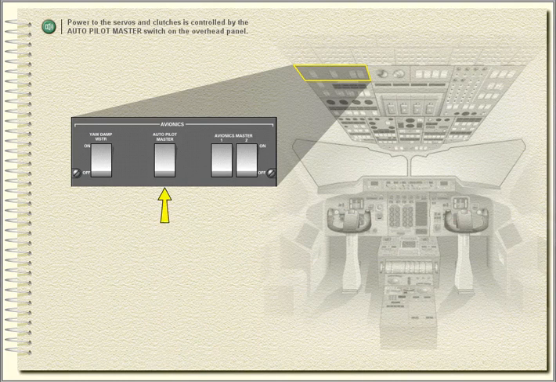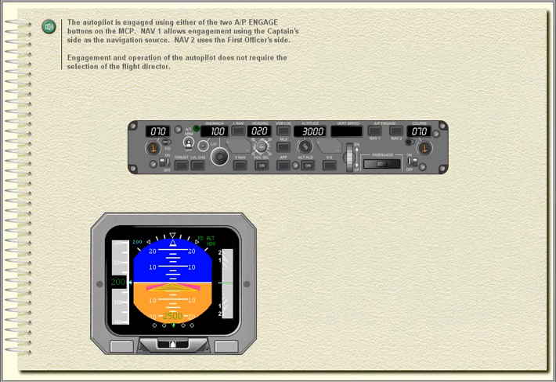Power to the servos and clutches is controlled by the autopilot master switch on the overhead panel. The autopilot is engaged using either of the two autopilot engage buttons on the MCP. NAV 1 allows engagement using the captain's side as the navigation source. NAV 2 uses the first officer's side. Engagement and operation of the autopilot does not require the selection of the flight director.